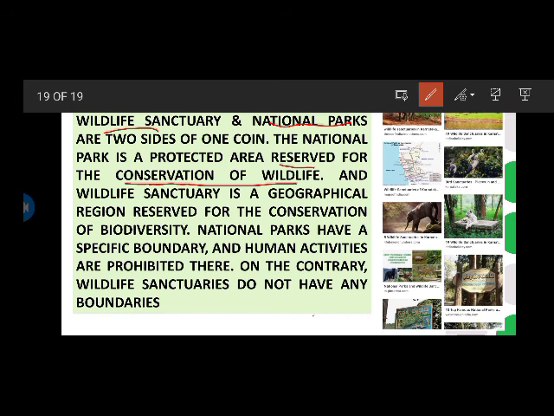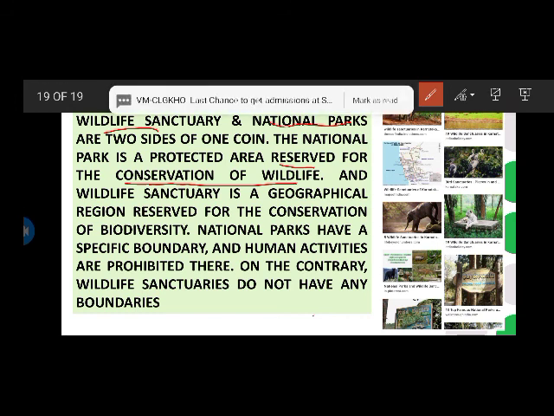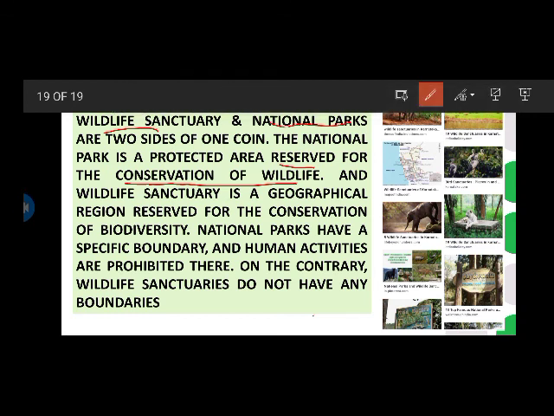The wildlife sanctuary is another geographical region reserved for the conservation of the biodiversity. National parks have a specific boundary, and human activities are prohibited here. What does prohibited mean? Prohibited means stopped. It is not allowed. On the contrary, wildlife sanctuaries do not have any boundaries.